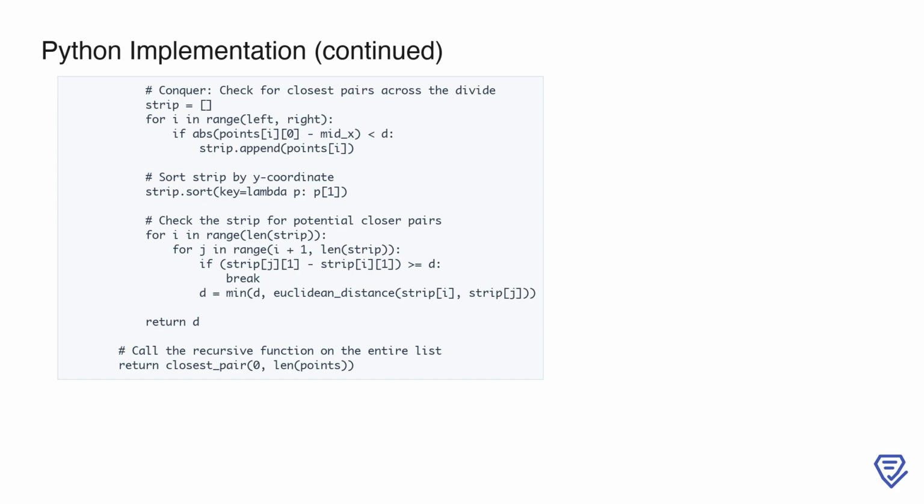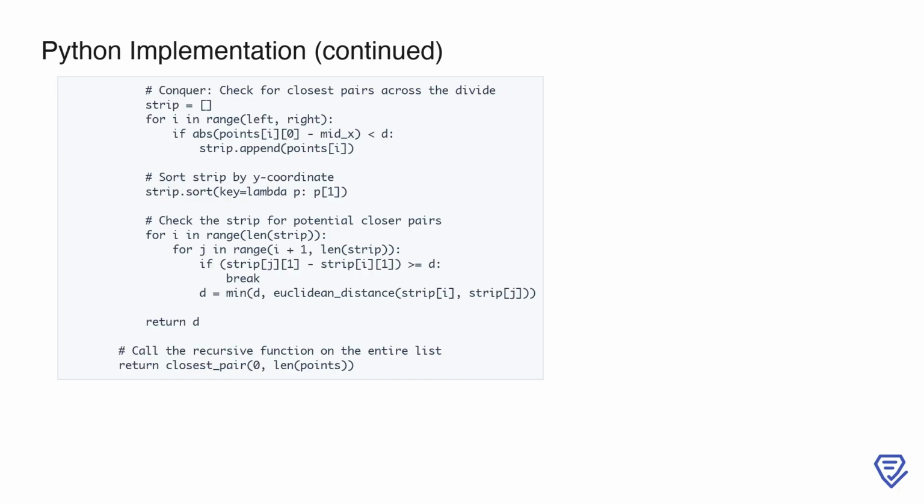Now, we move to the conquer step, where we handle the possibility of the closest pair straddling the divide between the two halves. To do this, we create a list called strip, which contains all points within a distance d of the dividing line. Here, d is the minimum distance we calculated from the left and right halves. We include only these points because points farther away cannot form a closer pair.